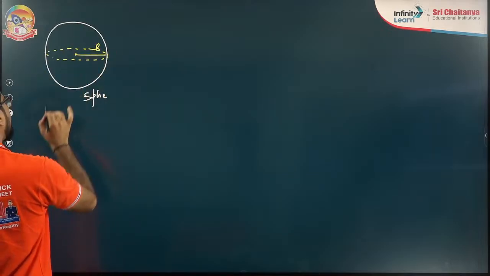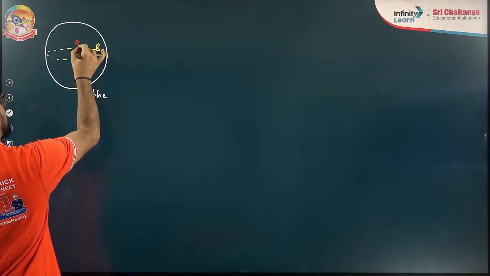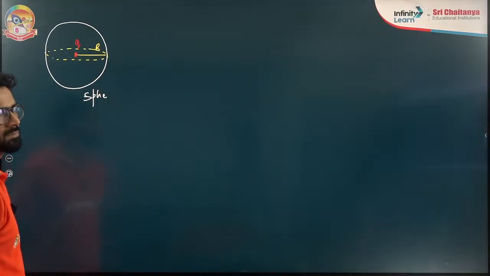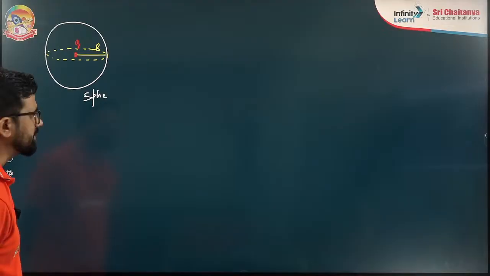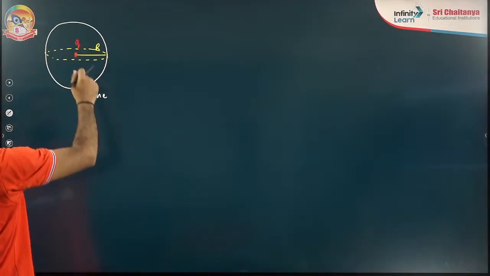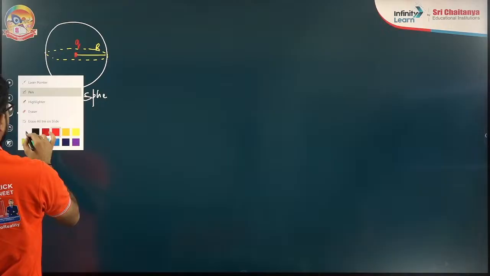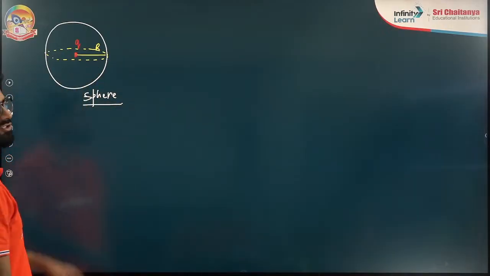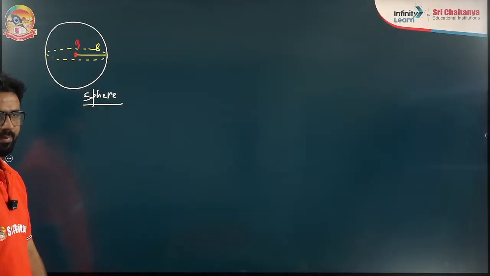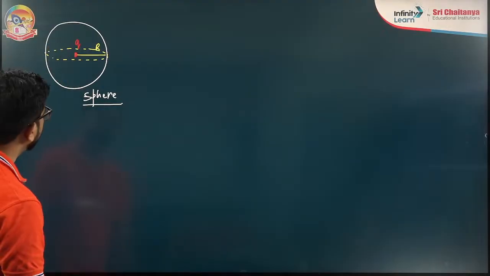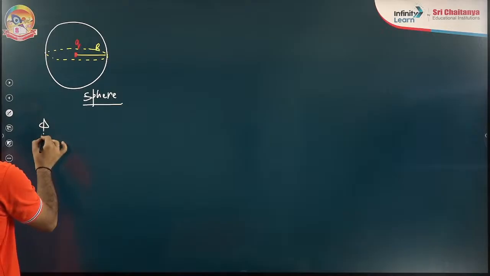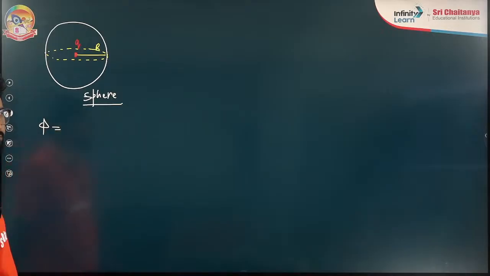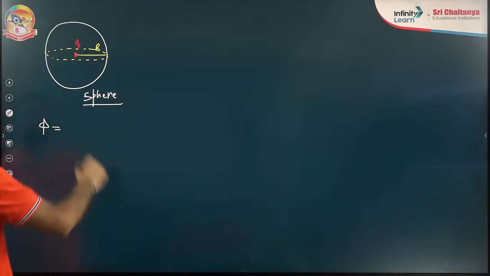And at the center, one charge Q is placed. This is the sphere given to you. It is a sphere with radius R, and charge Q is placed at the center. Now, the very first question: what is the flux here? Can you tell me the flux? What is the total flux? This is question 1. Please tell.